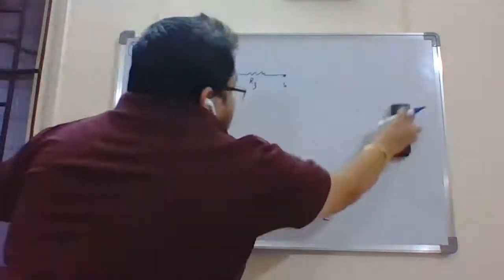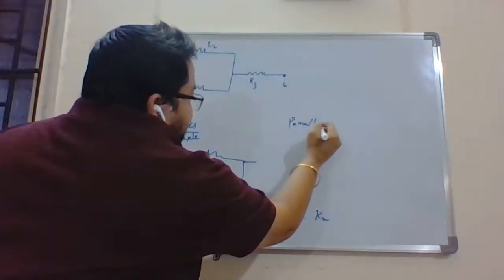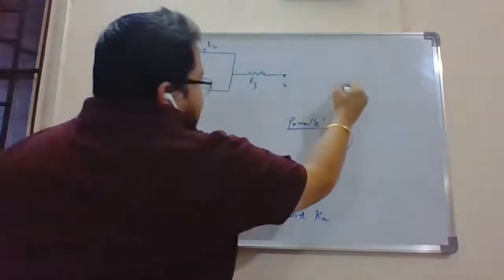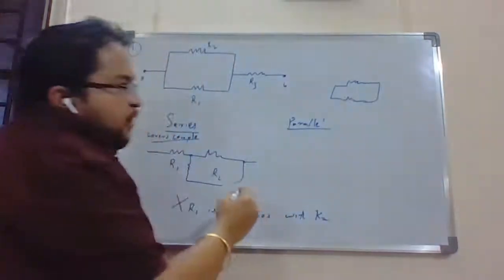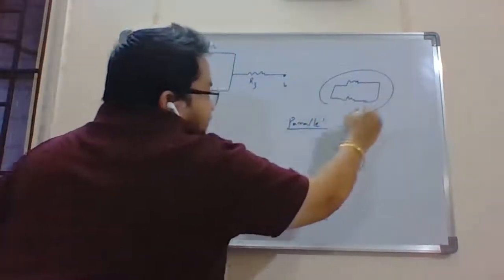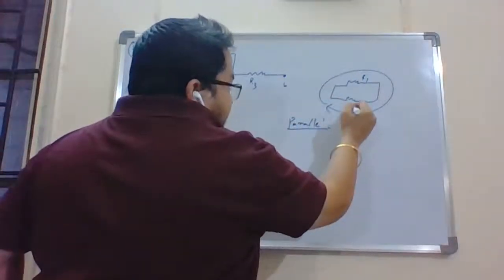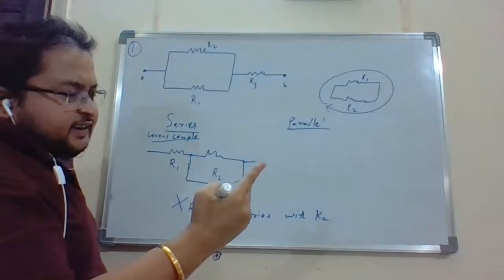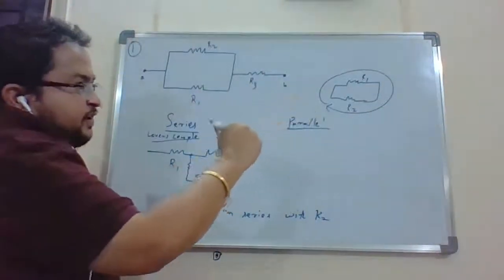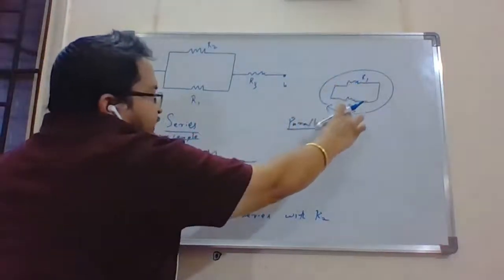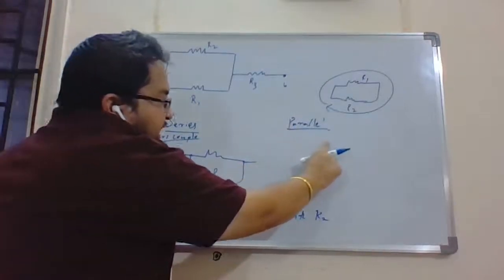Parallel. Two resistors are said to be in parallel when they have a complete loop with them. So I have R1, I have R2. By taking two resistors, if I can make a complete loop, I repeat, if by taking two and only two resistors I can make a complete loop, then they would be in parallel.